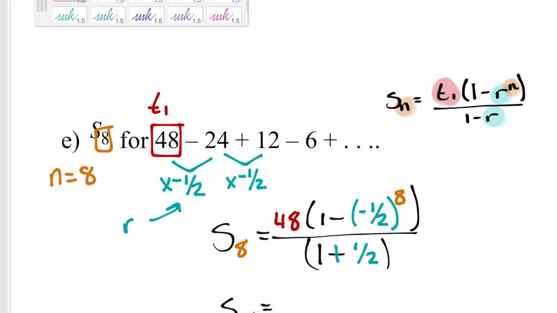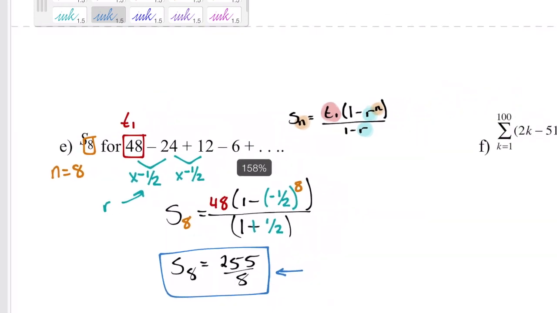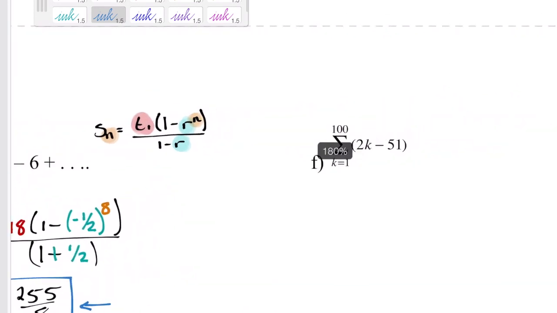And so the sum of my 8 terms ends up being 255 over 8. Again, I'm not going to be upset if there's decimals involved. Fractions are fine. If you're afraid of fractions, you can use the decimals.